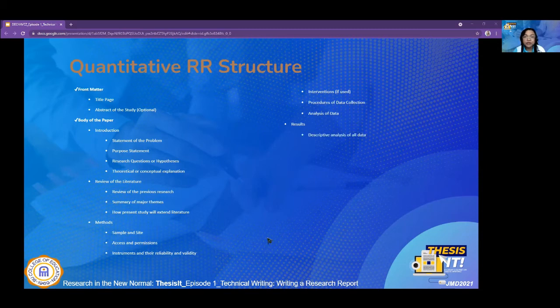In the body of the paper, you have your introduction, which includes the statement of the problem, your purpose statement, the research questions or hypothesis, your theoretical or conceptual explanation, the review of literature under which you will have the review of the previous research, the summary of major themes, and then how your present study extends the literature. You also have your methods, the sample and site, the access and permissions, the instruments and their reliability and validity. And of course, if it's experimental, you will also write about the interventions used and the procedures of data collection and analysis of data.